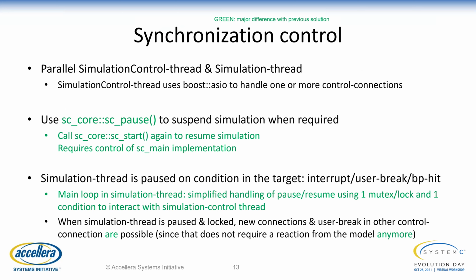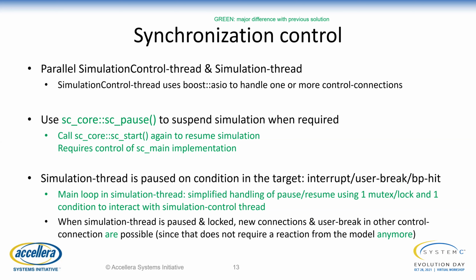So if I now come to how I'm going to implement my synchronization control, I highlight in green the major difference now with my previous solution. I still have this parallel simulation control thread and simulation thread. I'm now going to use the SC pause to suspend simulation when required. And I will call SC start again to resume simulation. So that's basically when I have gotten the signal from all my attached debuggers that I can continue again.